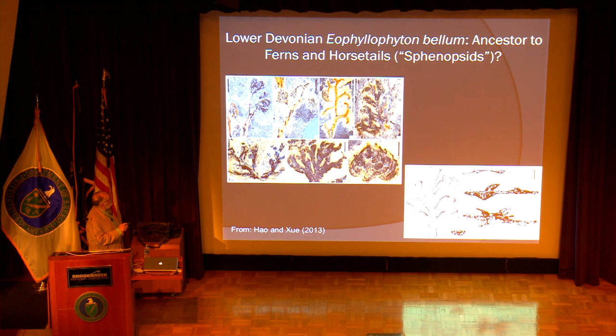This could be an early pre-horsetail, you see. And look at this whorled arrangement over here. It's a cross-section through here. This may be the ancestral condition for the horsetails to form whorls. So these are really pre-ferns and pre-horsetails.